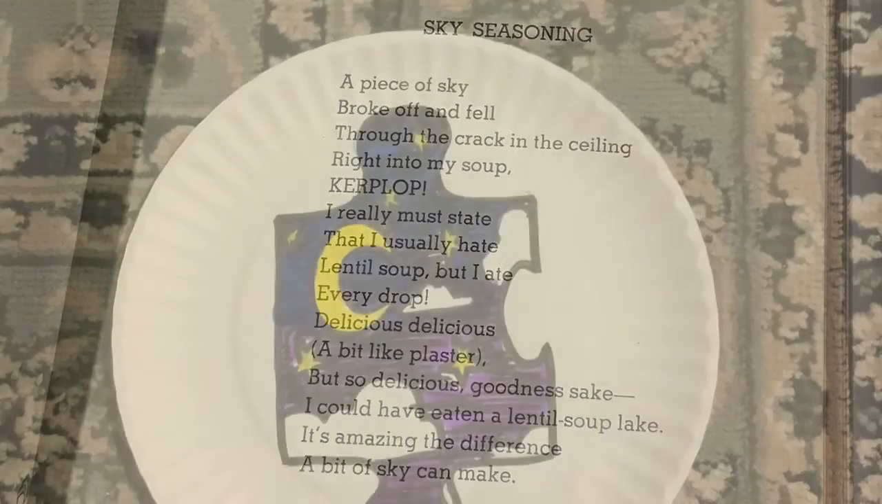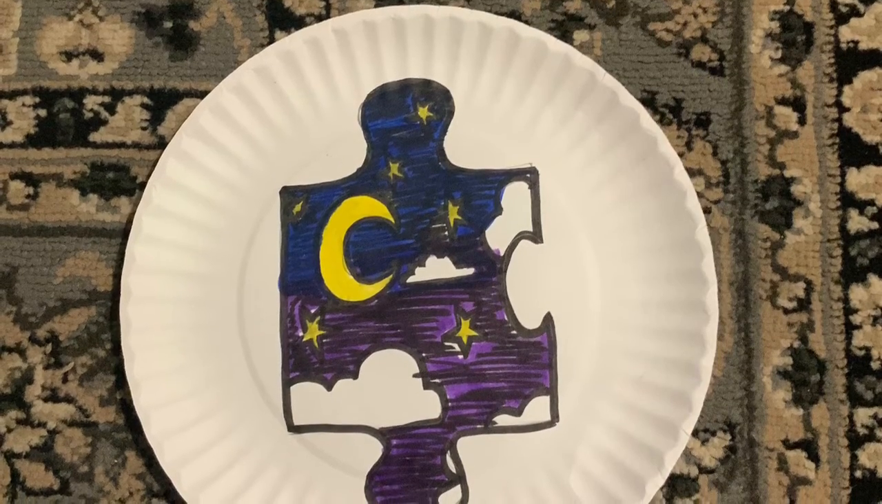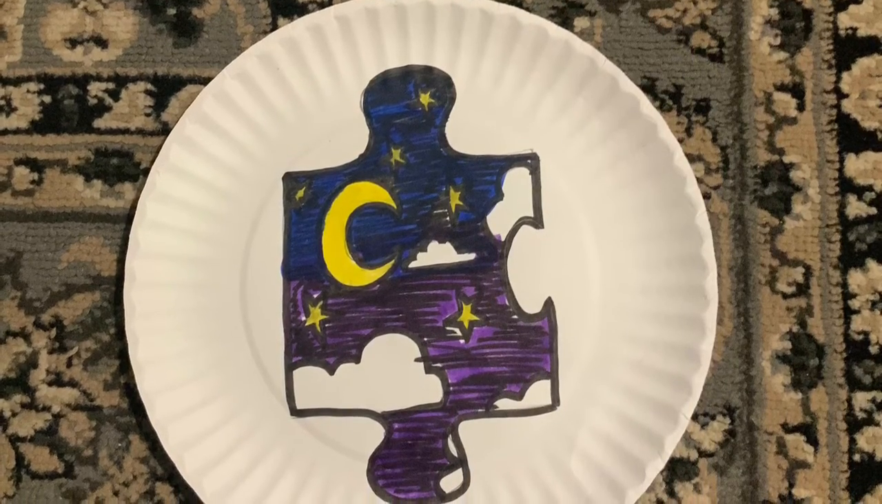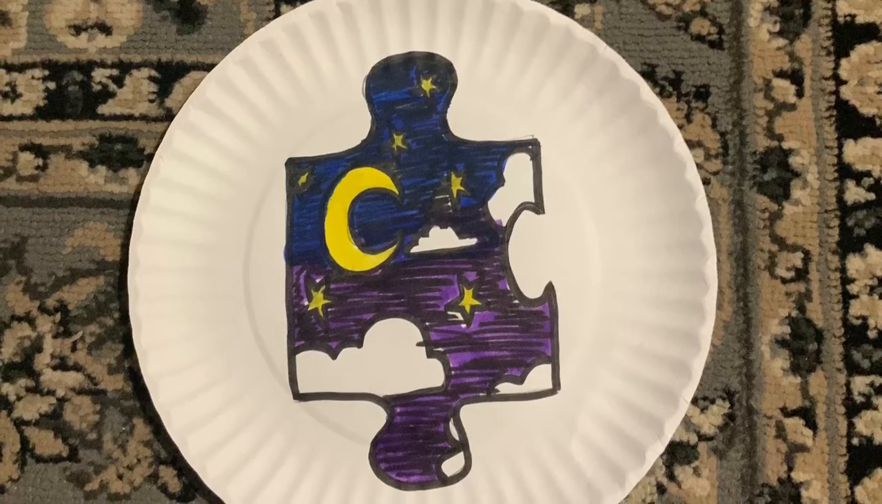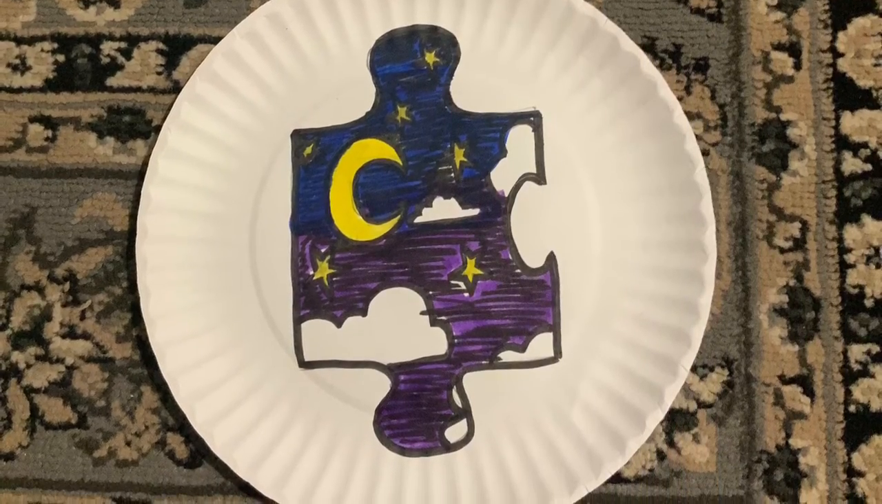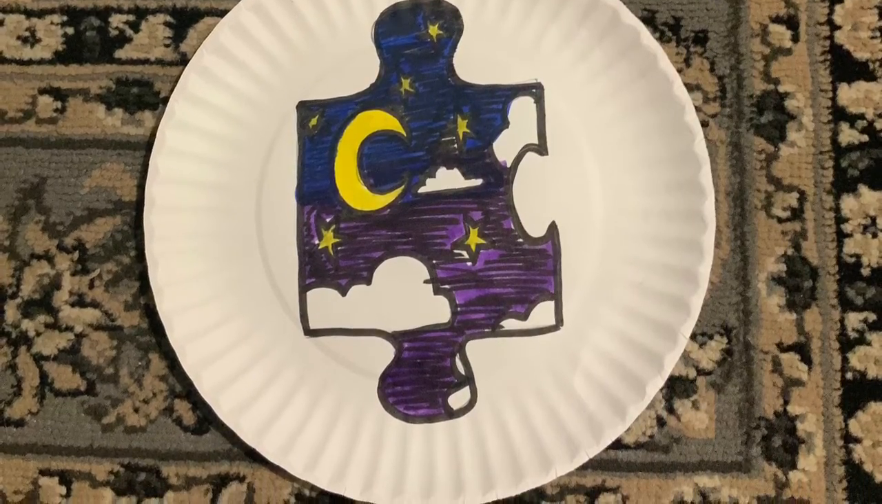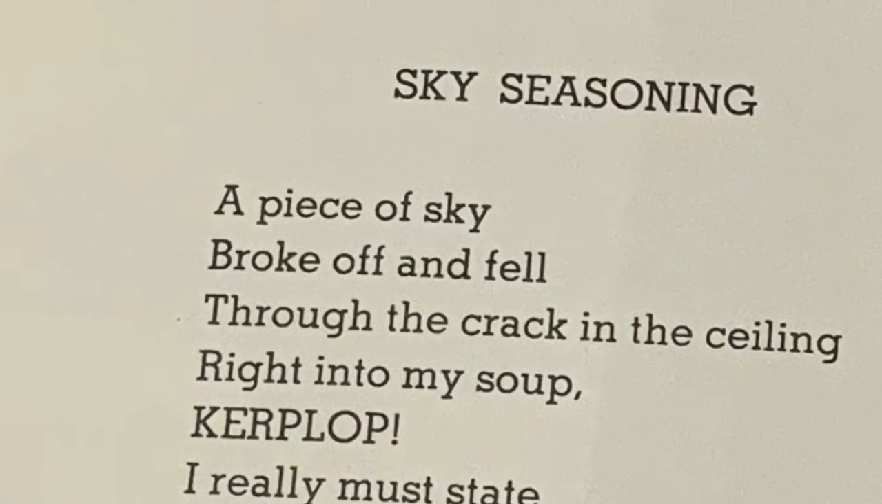What picture did your brain come up with while you were listening to that poem? If you want to, you can totally draw any picture that came to you. Or you can stick with me and draw what came to me, which was a puzzle piece with a sky on it. I thought of this because of the part of the poem that says, a piece of sky.